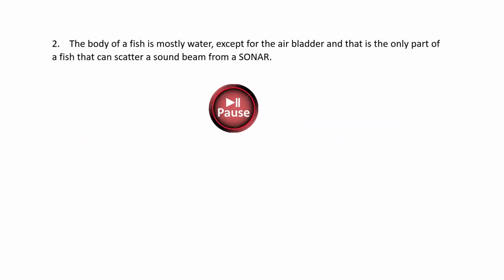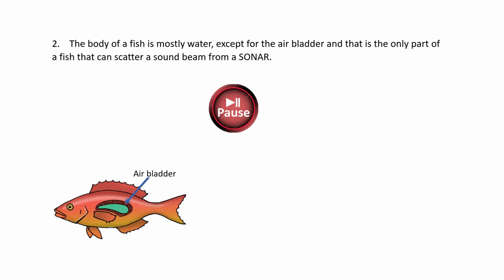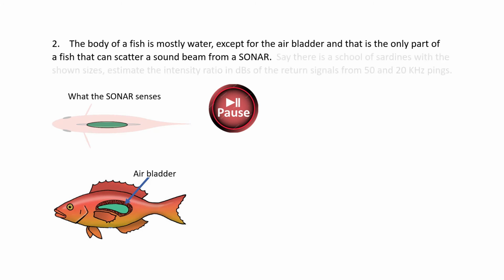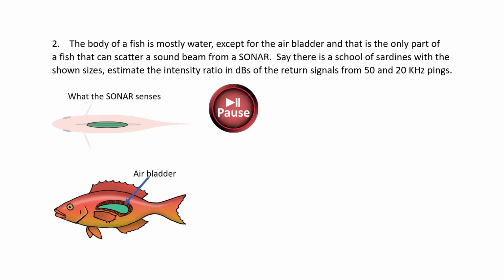Problem number 2. The body of a fish is mostly water, except for the air bladder, and this is the only part of the fish that can scatter a sound beam from a sonar. This is a fish when seen from the top, but what the sonar sees and senses is just the bladder. Say there's a school of sardines with the shown sizes. Estimate the intensity ratio in dBs of the return signals from 50 and 20 kilohertz pings.